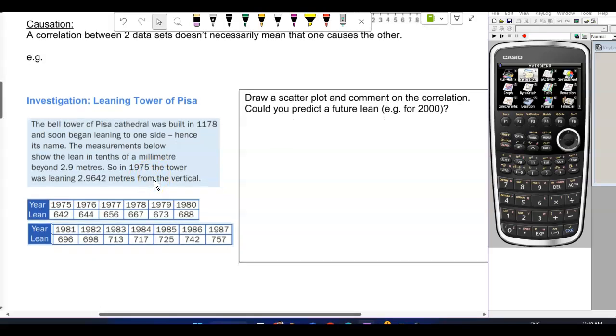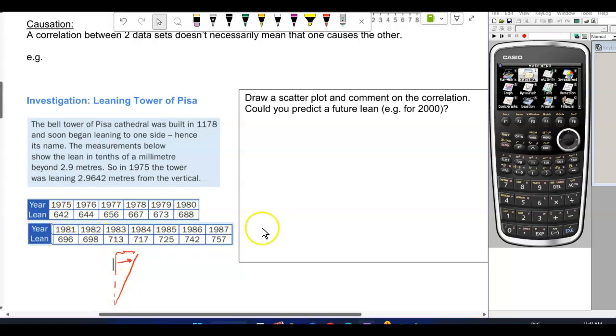So if you have a vertical, the tower is like this. How much is it leaning? Not the angle, the measurement. It's in meters. It's the distance from the vertical. So that's your lean.